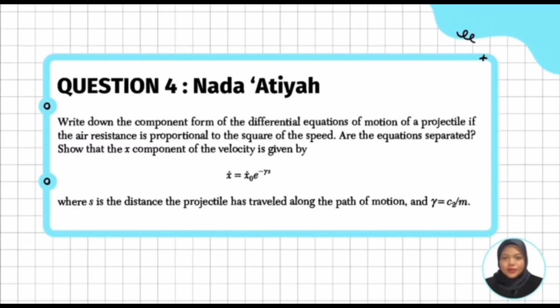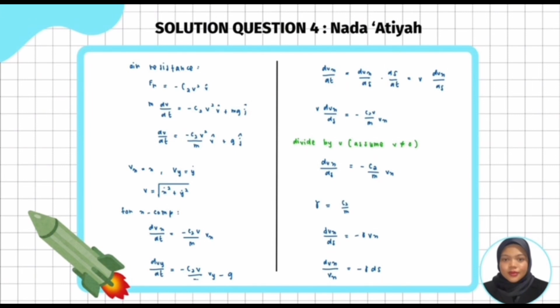My name is Atiyah binti Kamal Baharin, and I will explain the differential equation of motion for a projectile when air resistance is proportional to the square of speed. We will also need to check if these equations are separable and derive the x component of velocity as a function of distance traveled. The equation of air resistance is given by Fr equal to negative cv squared. Negative indicates that air resistance always opposes the motion.